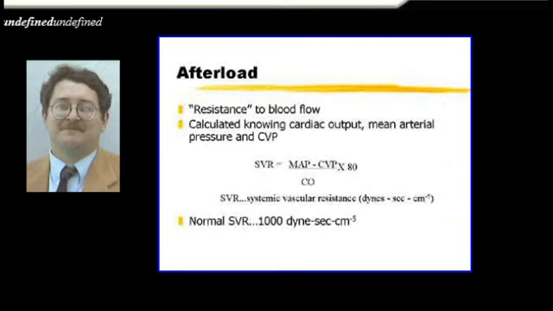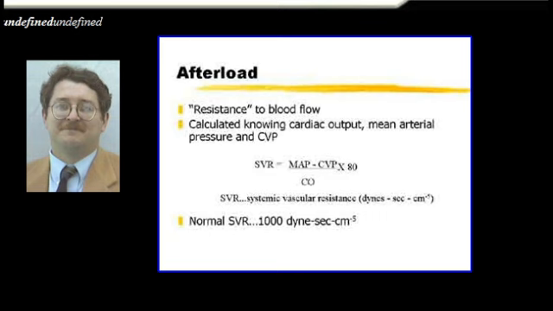Once one has optimized rate, rhythm, and preload, next you have to look at the afterload, which is the resistance to blood flow. Another way of phrasing this is to use the term systemic vascular resistance, which can be calculated if you know the cardiac output, mean arterial pressure, and CVP. The SVR is in units of dyne seconds per centimeter to the fifth, and the normal SVR is approximately 1,000 dyne seconds per centimeter to the fifth.